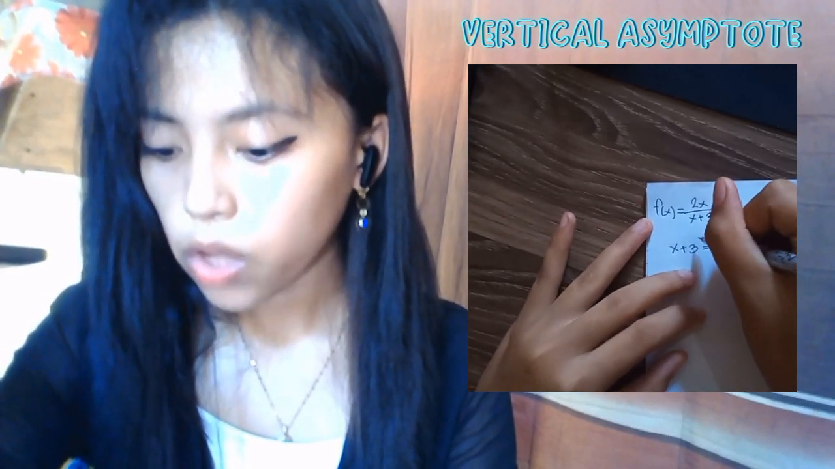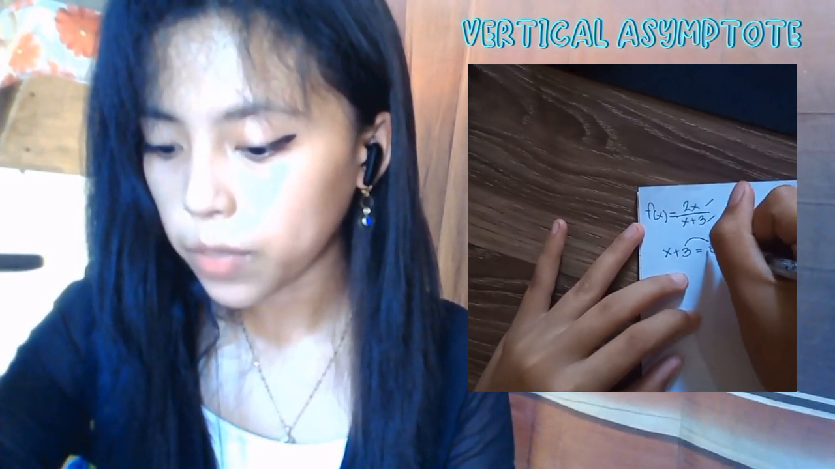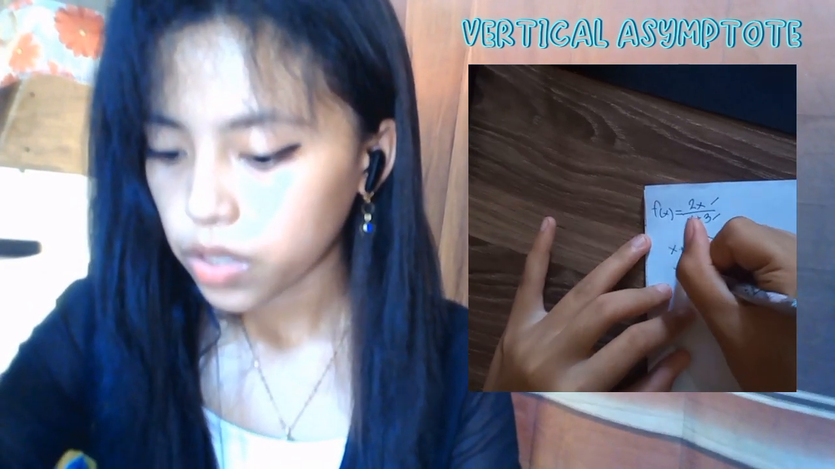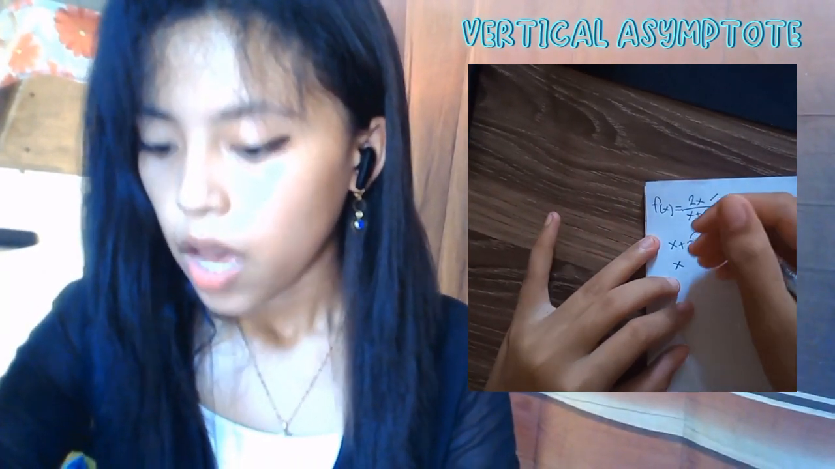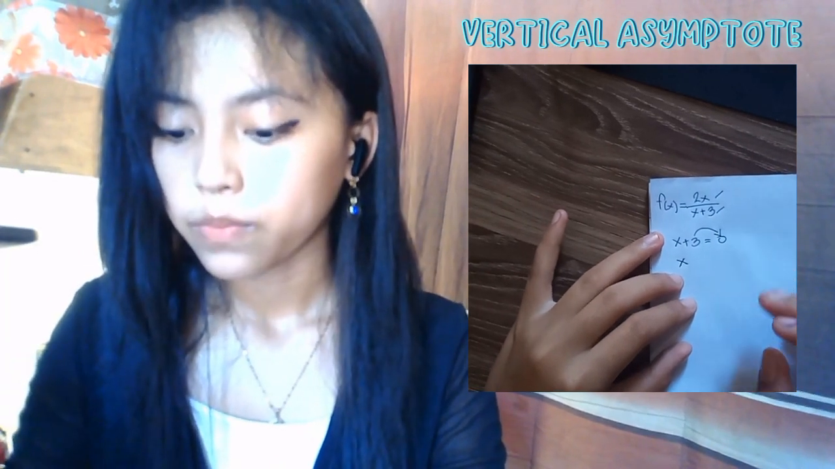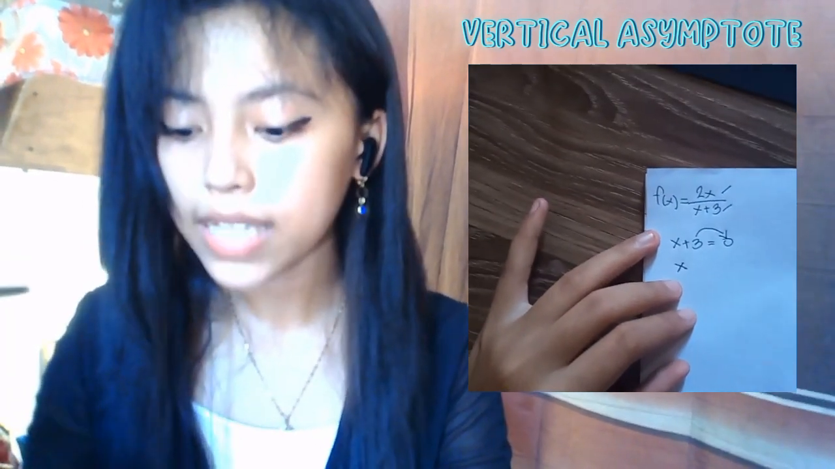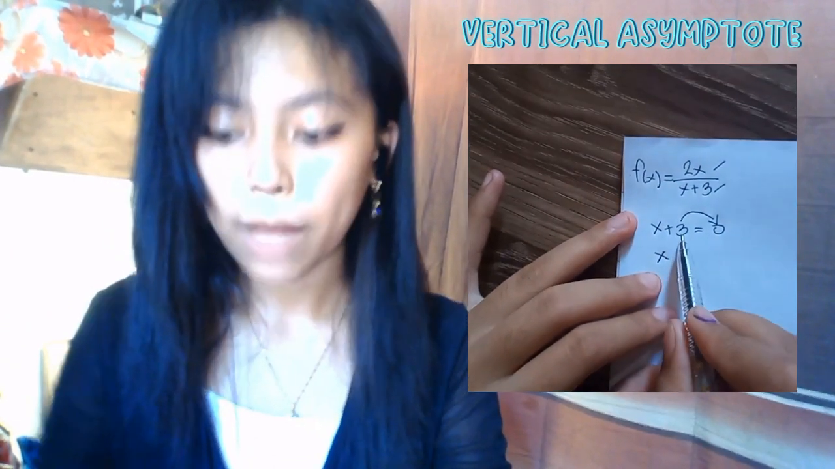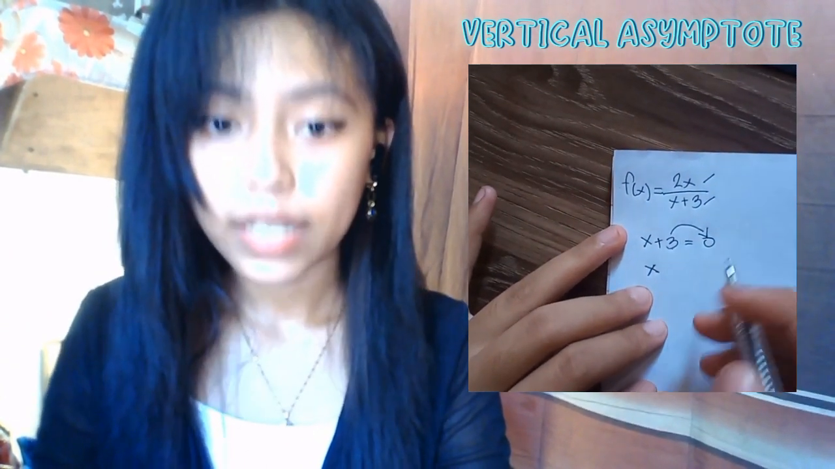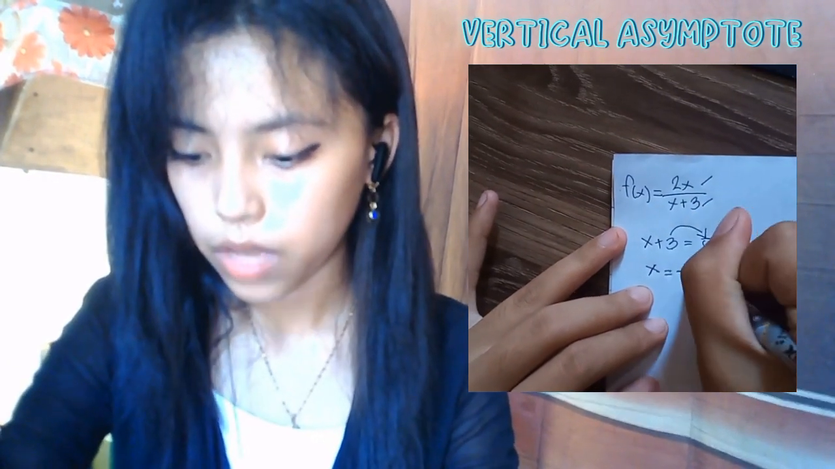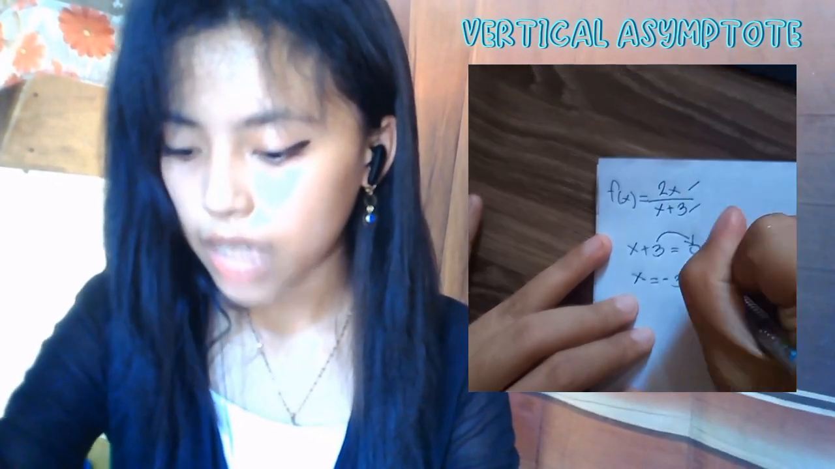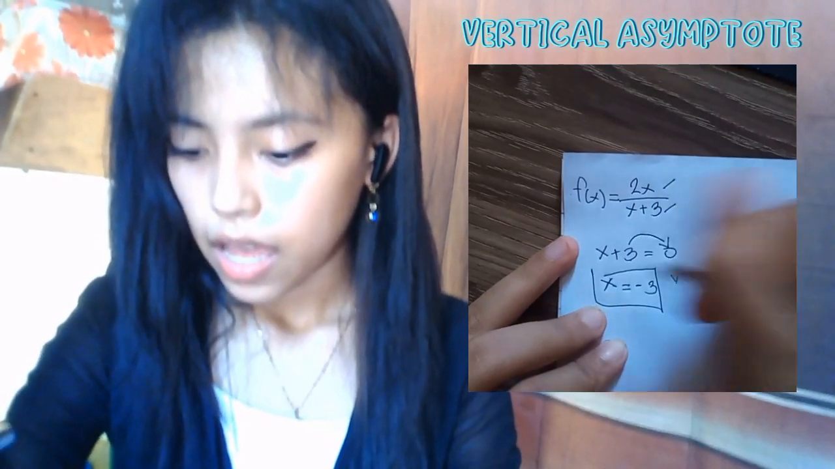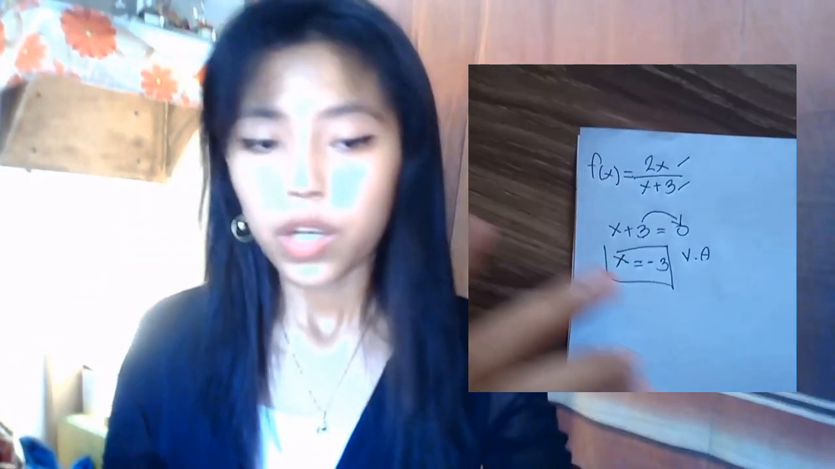To solve for this, we're going to transpose our positive 3 here, and bring down the x. Once a number crosses the equal sign, its sign will automatically change. So, the positive 3 will become negative 3. So, here, this is our vertical asymptote. Now, we're going to proceed to finding the horizontal asymptote.